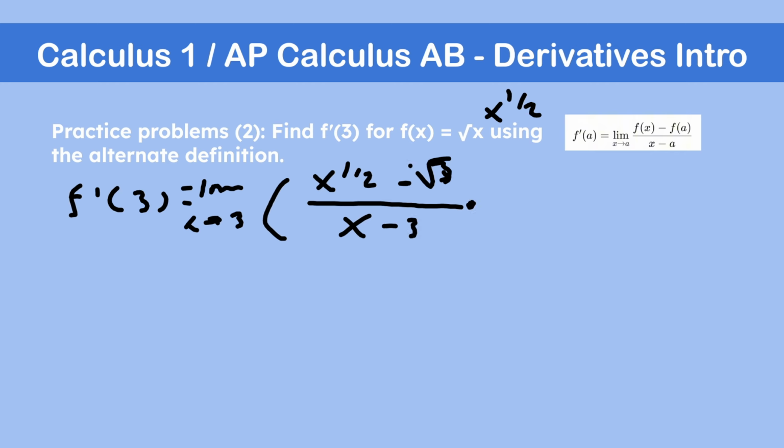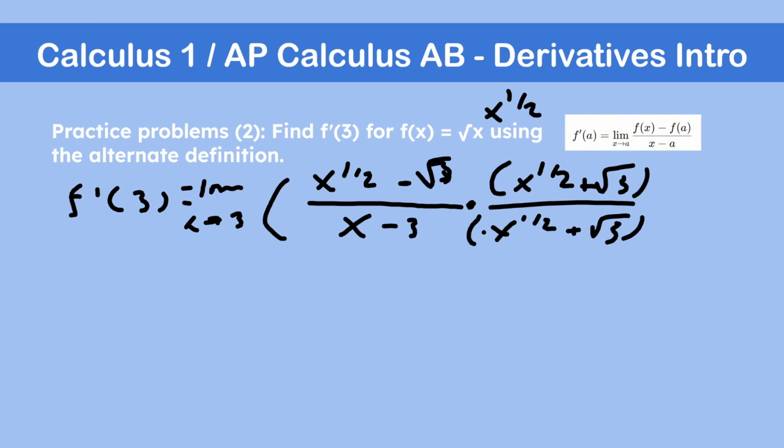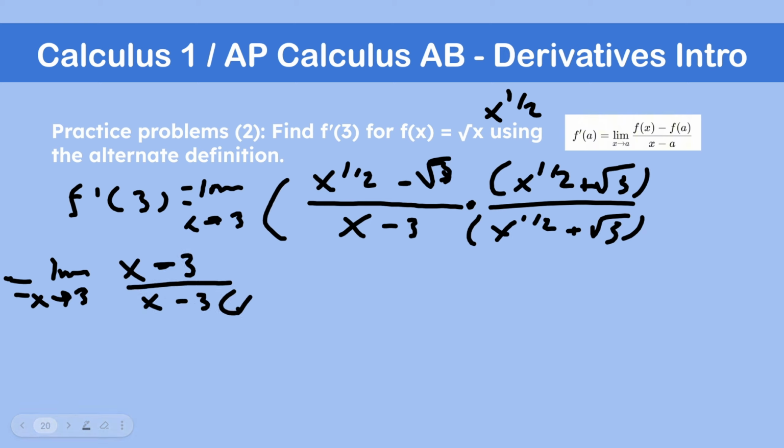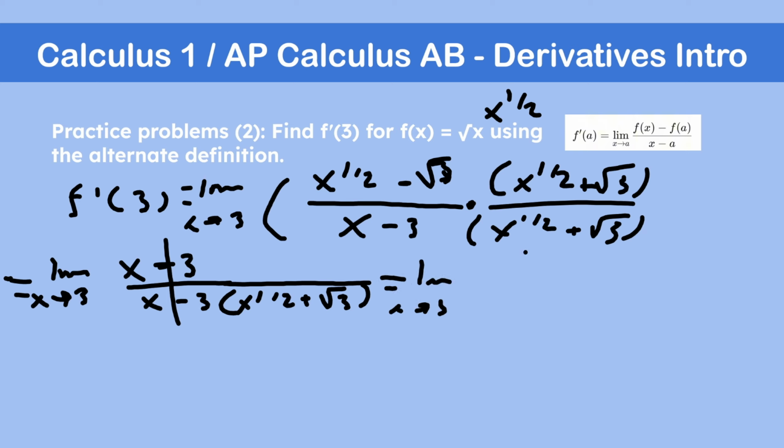As you can see, there's a radical and we want to simplify it, so we're going to multiply by the conjugate. So we have plus square root of 3 over plus square root of 3. Now we have the limit as x approaches 3 of x minus 3 over x minus 3 times x to the power of 1/2 plus square root of 3. These factors cancel out, so now you're left with the limit as x approaches 3 of 1 over x to the power of 1/2 plus square root of 3.